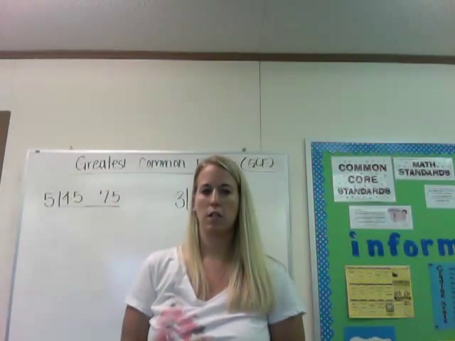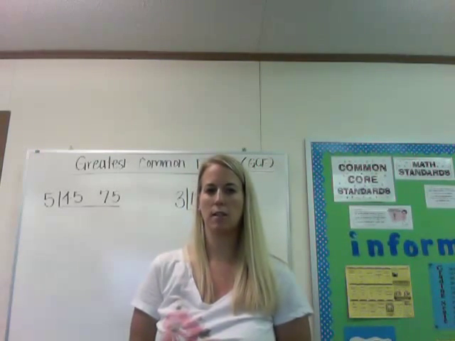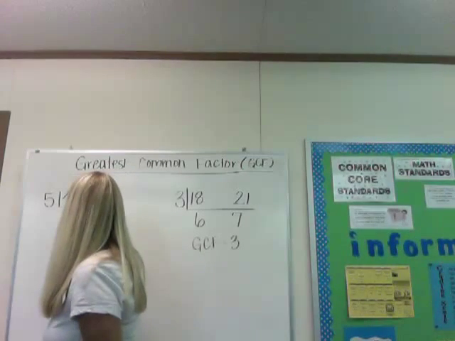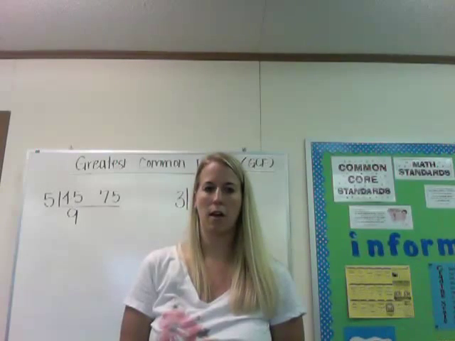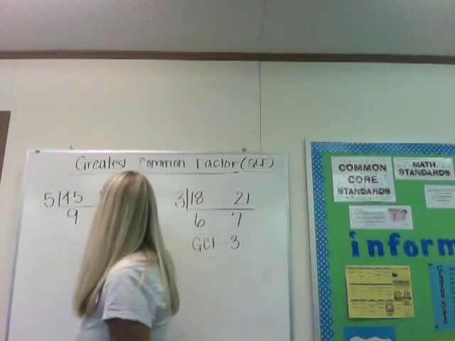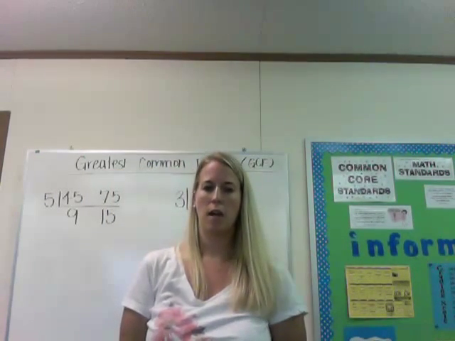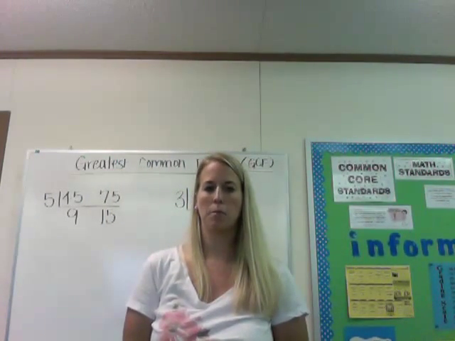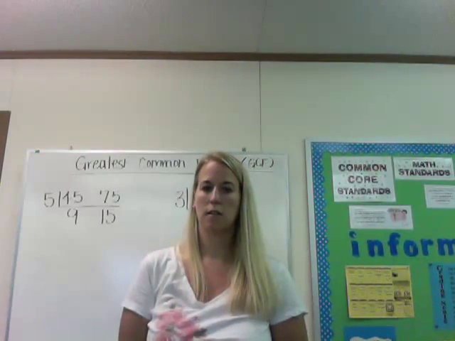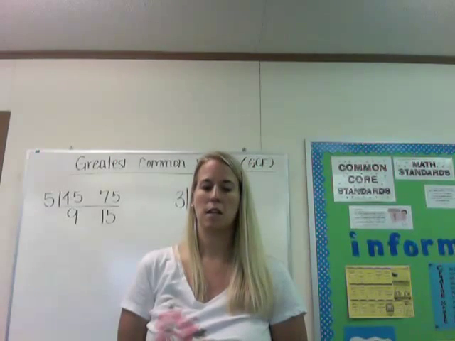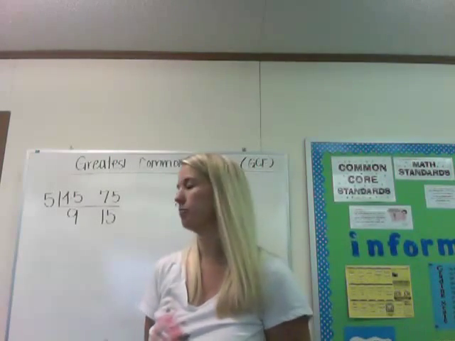Now I need to divide each of those numbers by 5. 45 divided by 5 is 9. And 75 divided by 5 is 15. I have to ask myself, is there a prime number that can go into both 9 and 15? The answer is yes. The number 3 can go into both 9 and 15.